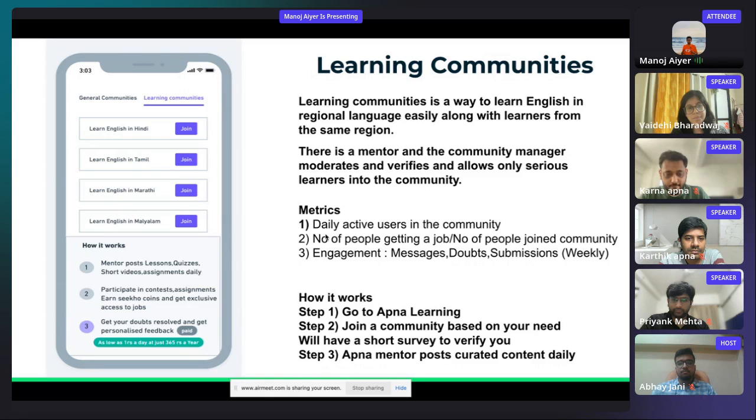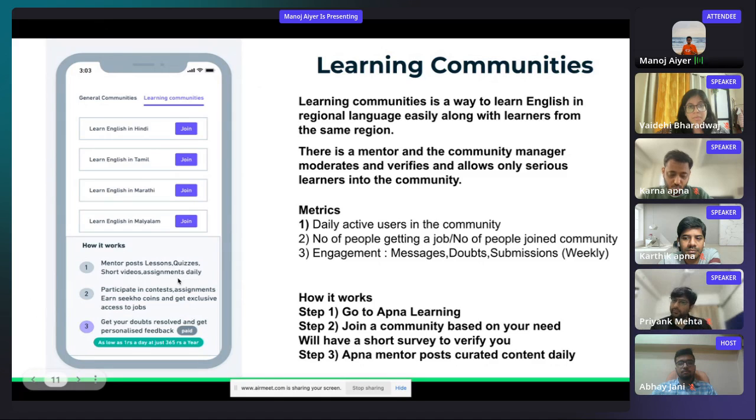So next, how will we measure it? So daily active users in the community and number of people getting a job out of the total number of people who joined the community, engagement, messages, doubts, submissions, which we will be measuring weekly. So these are some of the key features.